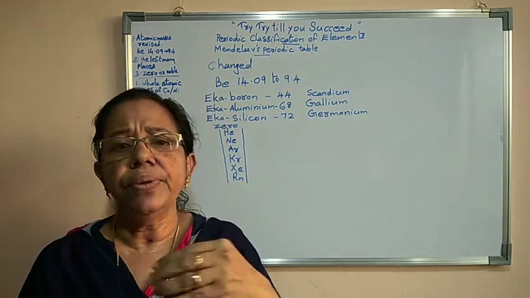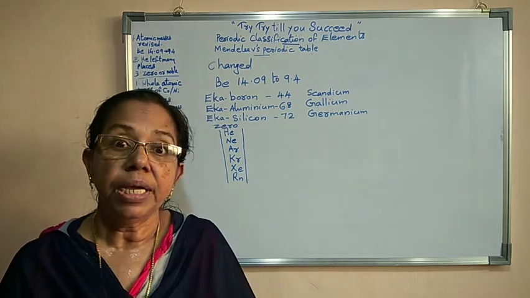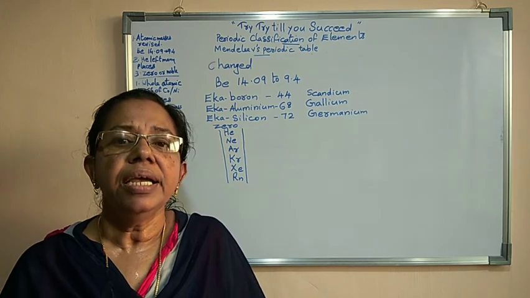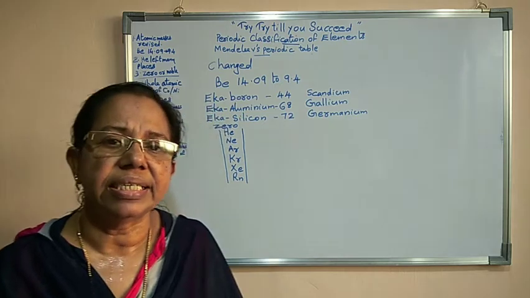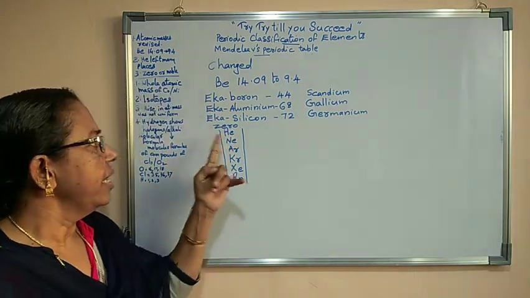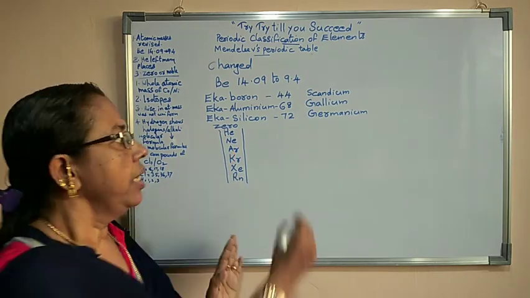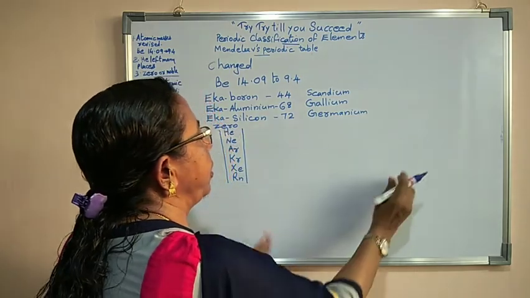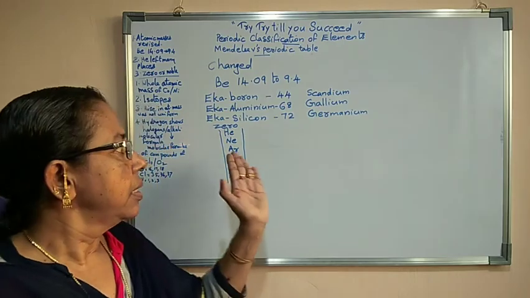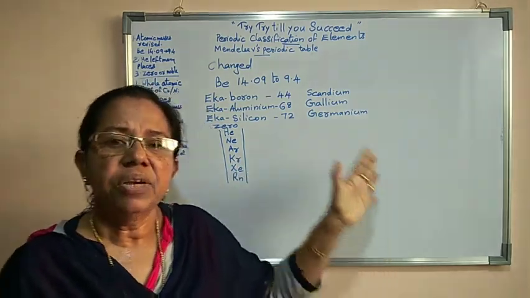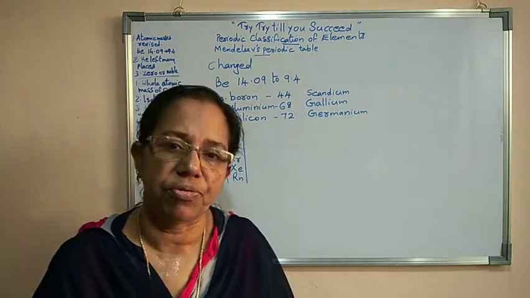Later, he didn't leave any space for arranging zero group elements. Even so, after their discovery, he created a new group in his periodic table that is known as zero group elements. They are helium, neon, argon, krypton, xenon and radon. You can see in the large periodic table, it is on one side. He fitted these zero group elements without disturbing the periodic table he had made before.